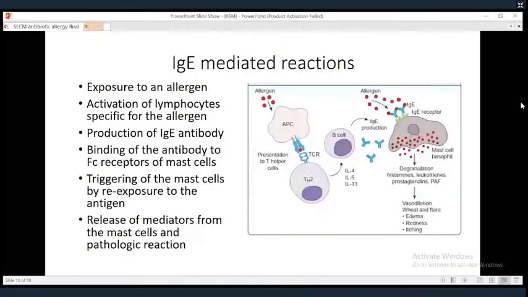If there is a second exposure to this particular allergen, there will be binding of that allergen to the IgE antibodies, and then there will be cross-linking of these receptors, and it will lead to activation of the cells. Following activation, there will be release of mediators from the mast cells. As you can see, mast cells and basophils degranulate, releasing histamines, leukotrienes, prostaglandins, and platelet activating factors, which lead to vasodilatation, hives, edema, redness, itching, and so on.